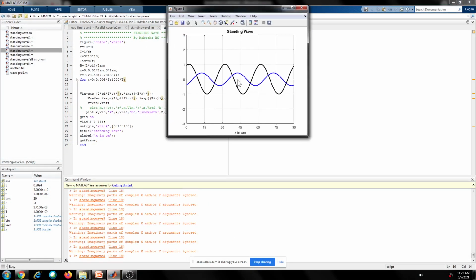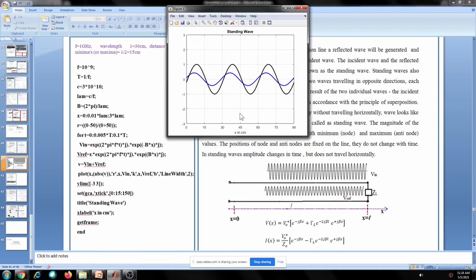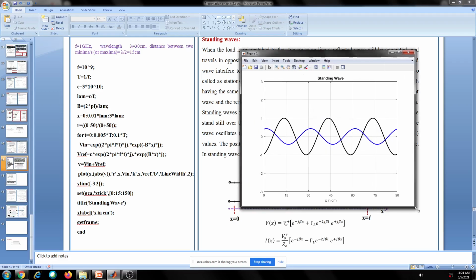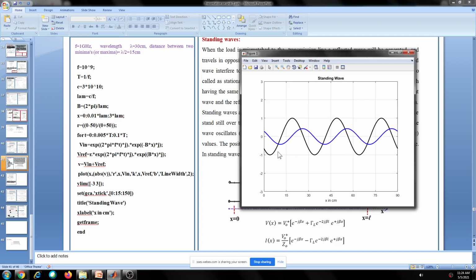You can see the reflected wave now. Can you see now? Hello? Kavya? Nikita? Can you see the waveforms?